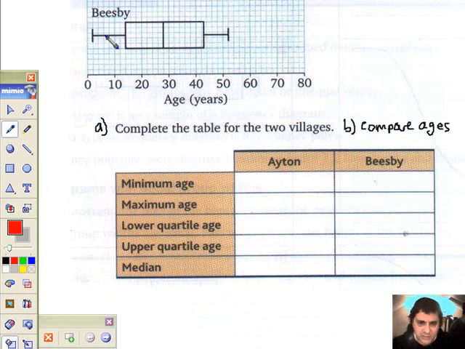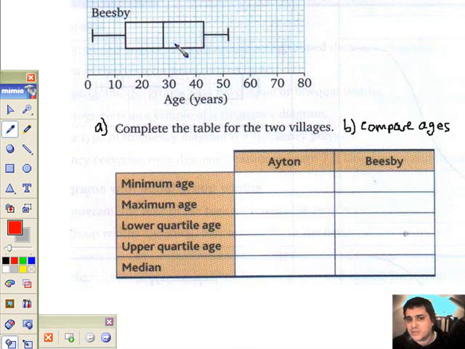So if we look at Beesby, for example, we have the youngest person there, which is the bottom of the range. We have the oldest person there, the top of the range. We have this part of the box plot representing the lower quartile, this part representing the upper quartile, and this part, not surprisingly, represents the median.